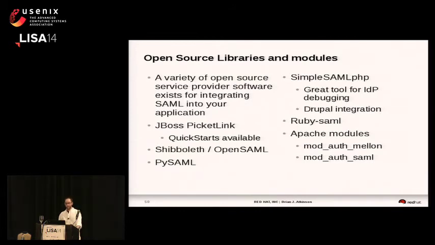On the open source library and module side of things, there's a variety of open source libraries and modules that can be used to provide SAML service provider integrations. If your application's written in JBoss or Java, you can use the PicketLink functionality there. We have a couple applications using this that work perfectly well. Shibboleth and OpenSAML have similar functionality, and it works fine. If your application's written in Python, there's PySAML.